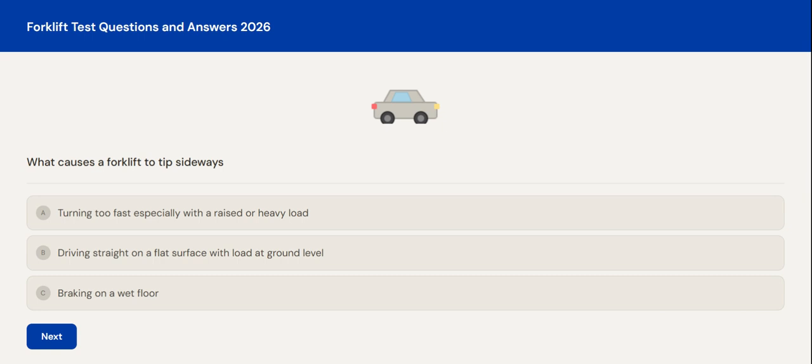Let's continue. What causes a forklift to tip sideways? Turning too fast, especially with a raised or heavy load. Speed and height are the 2 biggest enemies of lateral stability. Slow down before every turn, especially when loaded.